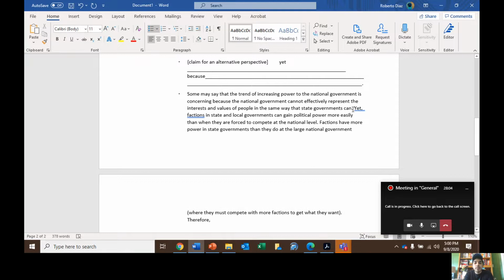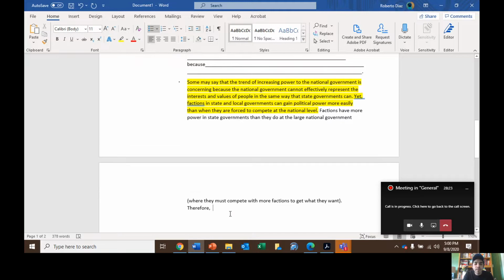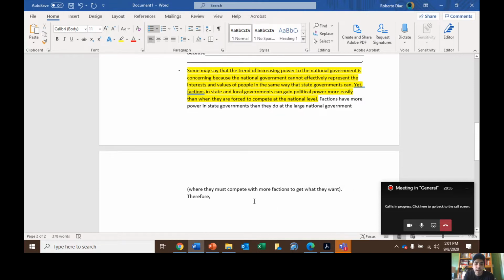I think that, yes, here too this would probably be sufficient to count as a point, but I'm going to describe a little bit more because I told you to write a little bit more. I want you to get into this format of putting a "yet" and then a "because" and elaborating a bit about your perspective, because that's what's really going to get you the refutation point. Although it seems pretty clear to me that I'm reiterating Madison's argument, I want to make it clear to the reader: factions have more power in state governments than they do at the larger national government, where they must compete with more factions to get what they want.